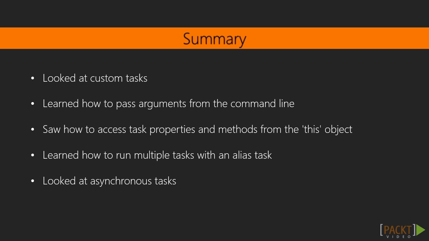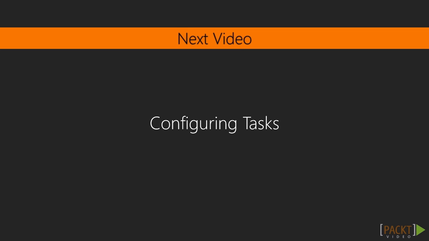So in this video we looked at custom tasks and alias tasks. We saw how we can pass arguments to tasks from the command line and how these are made available to us inside our tasks. And we also saw how to use the this object inside a task to access certain properties or methods exposed by the task. We also saw how to create aliases that allow us to run an array of multiple tasks using a single alias, and how to signal to Grunt that our task is asynchronous and that it's finished running. In the next video, we'll look at how we can provide configuration for tasks.